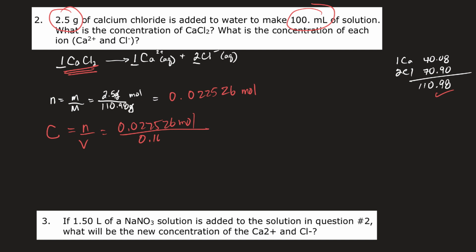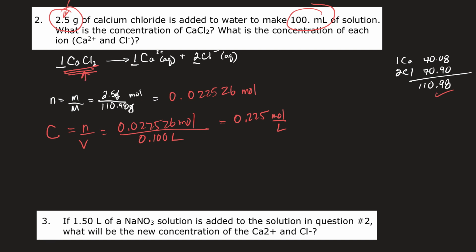So change that to liters. Okay, divide by 0.1, so I get 0.225, and I need just 2 sig figs. So maybe I should let me keep the bigger number until I'm right done. So this is moles per liter. All right, and that is of this.